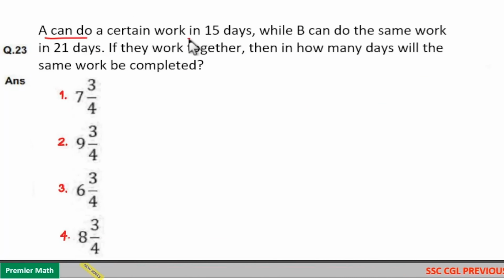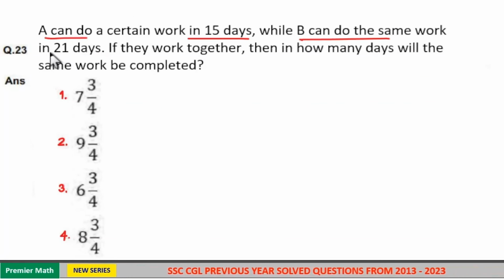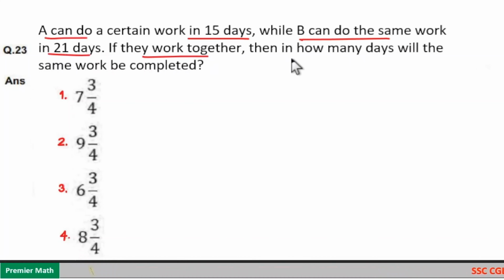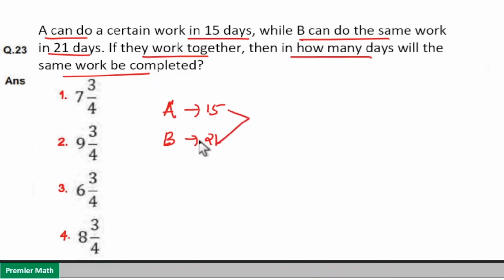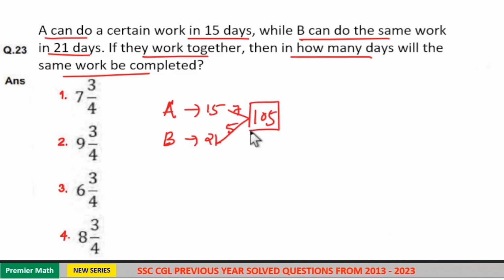A can do a certain work in 15 days, while B can do the same work in 21 days. If they work together, then in how many days will the same work be completed? Here A can complete a work in 15 days, B can complete it in 21 days. Both are doing the same work, take the LCM. 3 into 5 is 15, 3 into 7 is 21. So 7 into 5 into 3 is 105, which is the LCM. 15 goes 7 times in 105, 21 goes 5 times in 105. Total work is 105 unit. A can complete 7 unit of work in a day, B can complete 5 unit of work in a day.